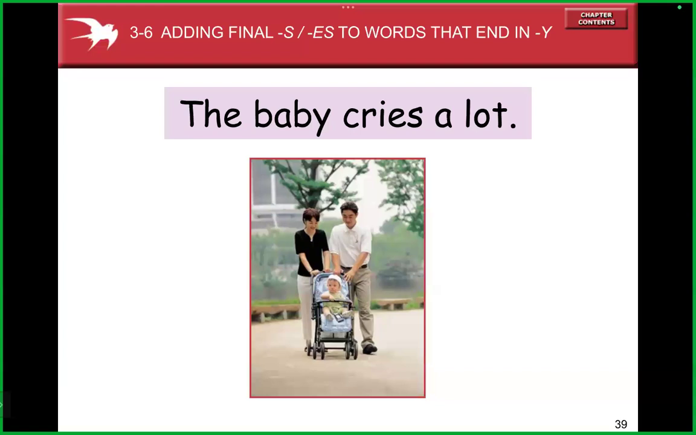Let me see if we have another volunteer. Okay, Felipe Leon, could you please read this sentence for me? The baby cries a lot. Thank you.